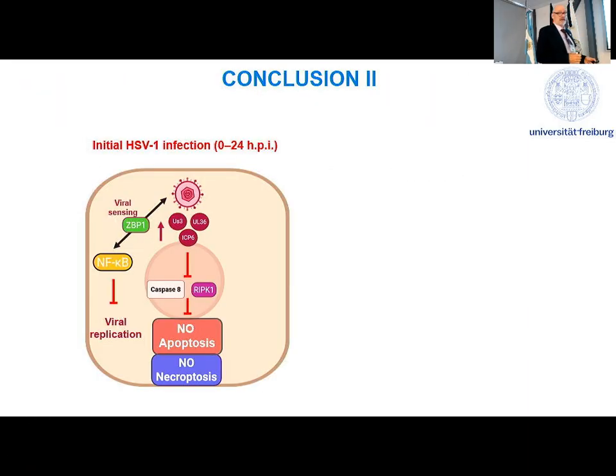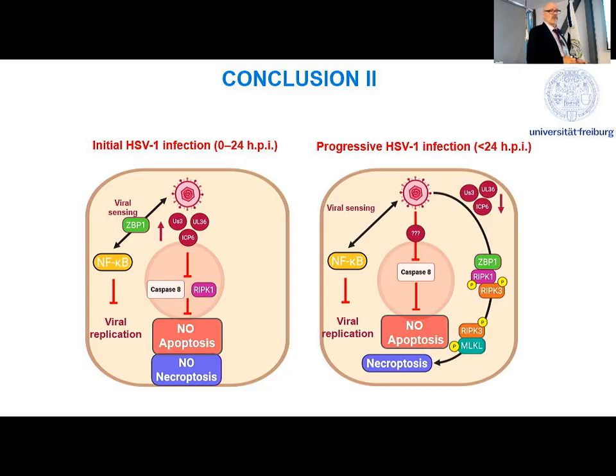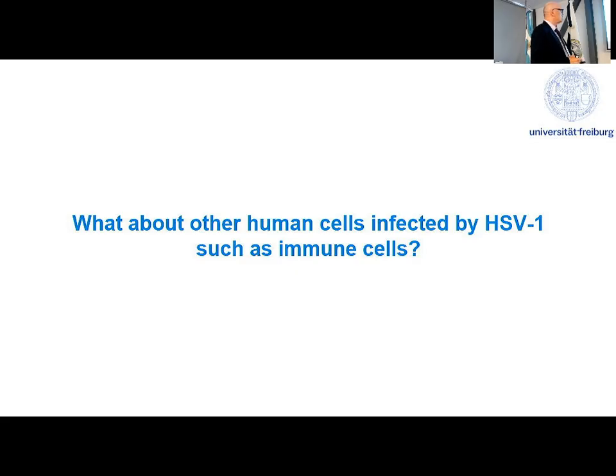So our second conclusion is, initially the cells survive. After 24 hours, they undergo necroptosis. And this is probably what we see when we see the lysis of the cells on our lips. But is this all? We just looked at epithelial cells. What about immune cells?